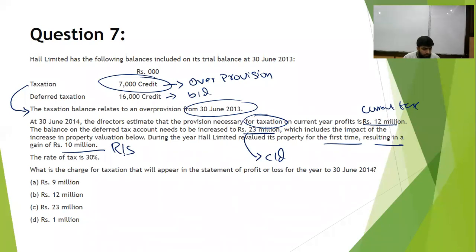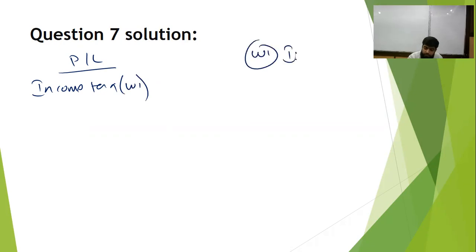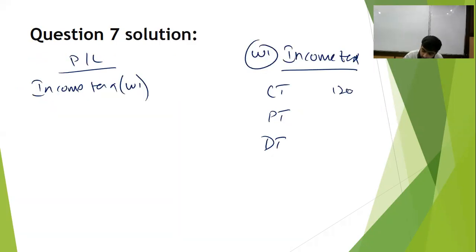Now we need to calculate the charge for taxation that will appear in the statement of profit and loss. It means if we are going to include the amount of income tax in the income statement, we need to calculate the income tax by accounting for 3 types of taxes. That is, income tax will include the current tax, the prior tax, and the deferred tax. Now let's calculate current tax, which is directly given in the question. That is 12 million.